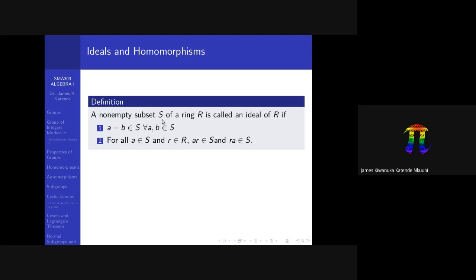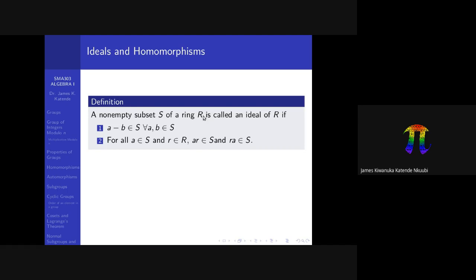So this is a subset of R, but the claim is that if I pick any element in R and multiply by some element in S, I still get an element in S, either on the right or on the left. The reason we say either right or left is because not all rings are commutative. If a ring is commutative, then this will be obvious. If it's a left ideal, it will also be a right ideal. But anyway, I think the definition is clear.